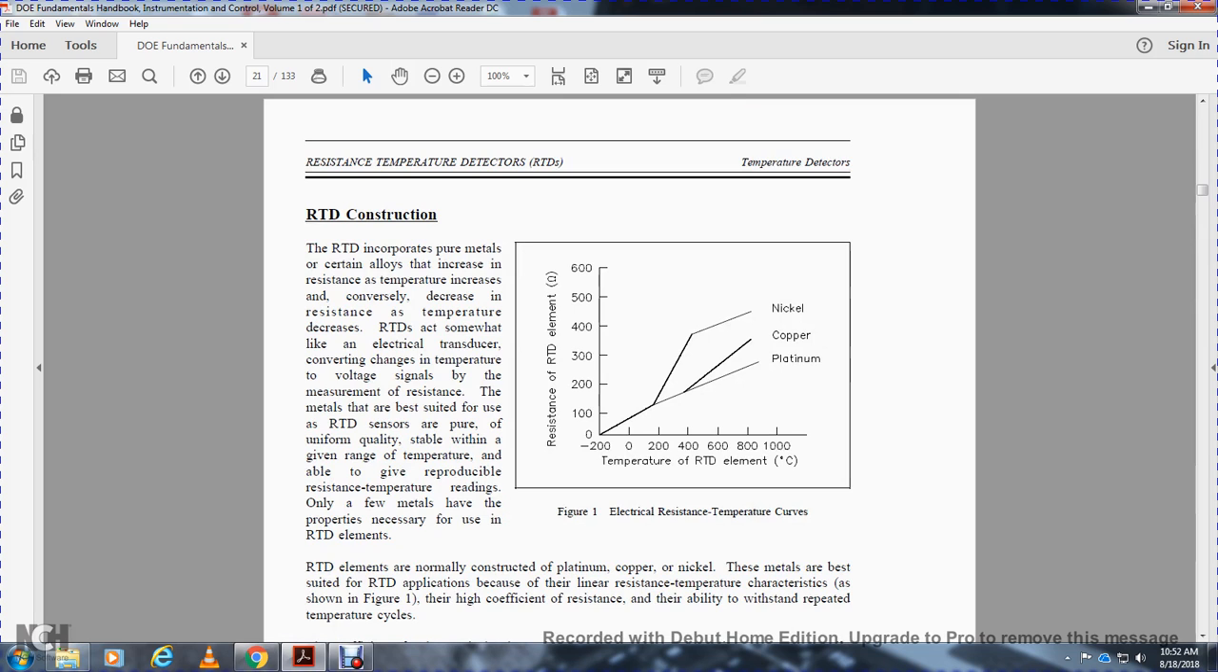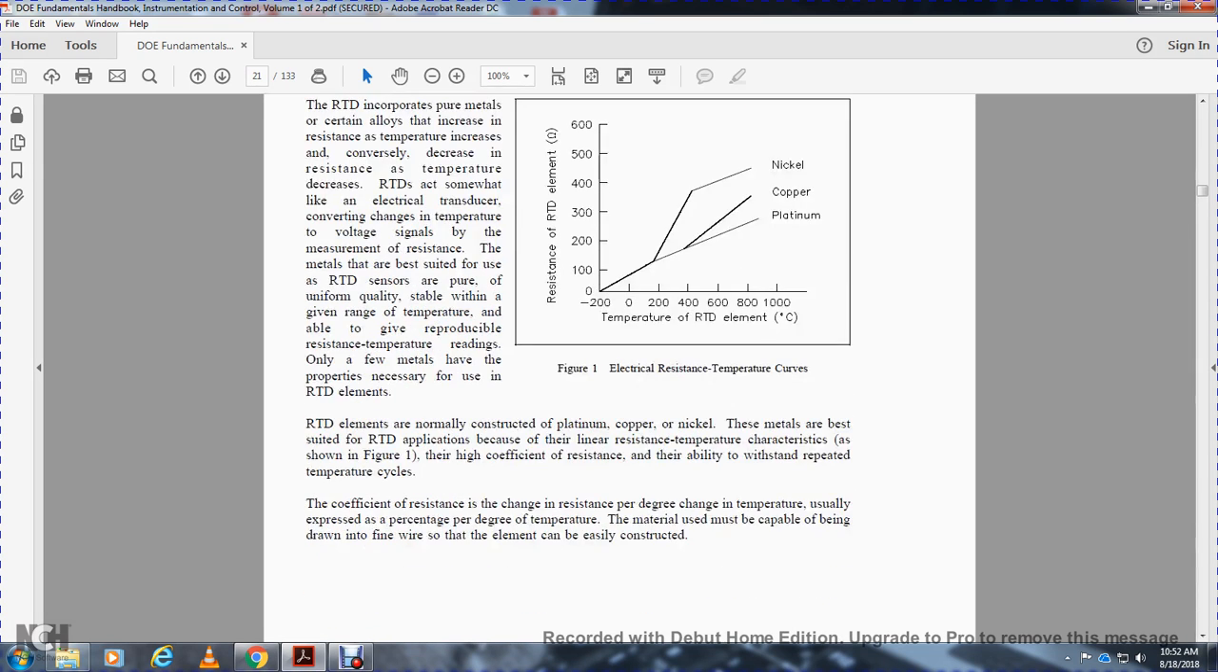Only a few metals have the properties necessary for use as RTD elements. RTD elements are normally constructed of platinum, copper, or nickel. The linear resistance temperature characteristic is shown in Figure 1. A high coefficient of resistance is needed, with repeatability over repeated temperature cycles. The coefficient of resistance is the change in resistance of the pure metal per degree of temperature, usually expressed as a percent per degree. The material used must be capable of being drawn into fine wire so that the element can be constructed.